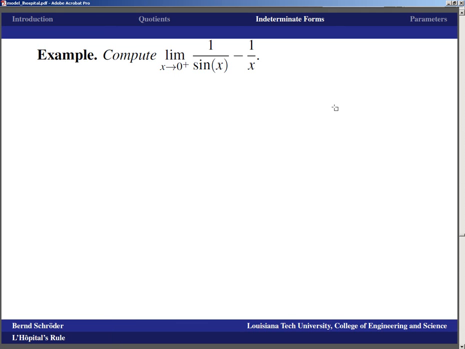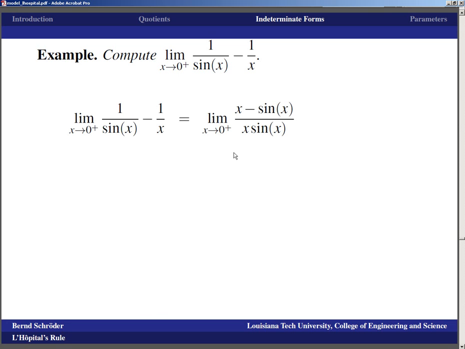Okay, right-sided limit of 1 over sine x minus 1 over x. It's an indeterminate form. It's infinity minus infinity. And, well, what do we do? This is not a quotient. We can't apply L'Hospital's rule, but we can, of course, take a difference of quotients and turn that into a quotient by finding the common denominator, which is x times sine of x, and so then we get x over x sine x minus sine x over x sine x, and so that's the right-sided limit at 0 of x minus sine x divided by x times sine x.